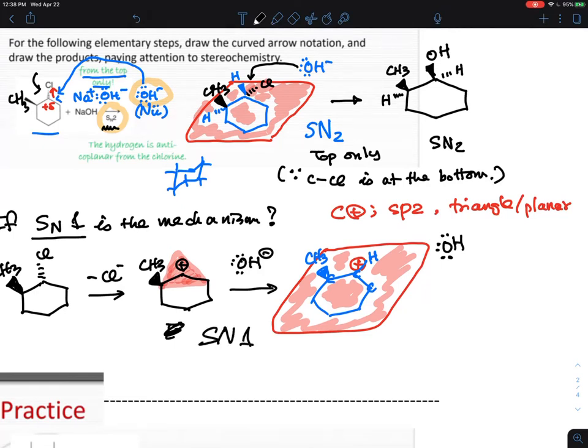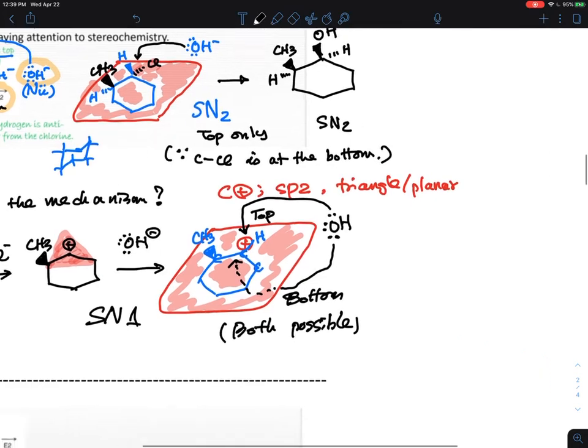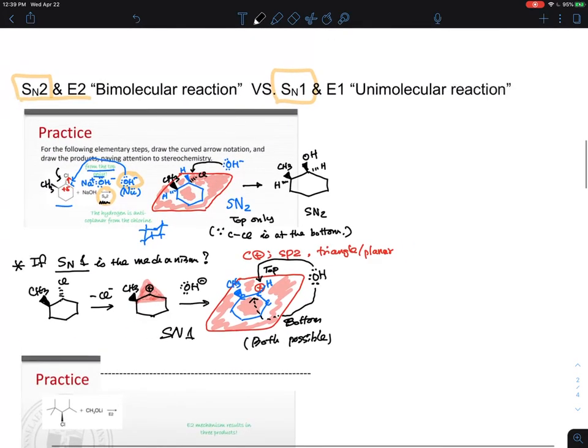Based on this being an SN1 mechanism, this nucleophile can go from the top, or it can actually go from the bottom, and both are possible. Okay, so this is a little bit higher end of comparing this. So you see this case, only top is possible. This is a case where both are possible.